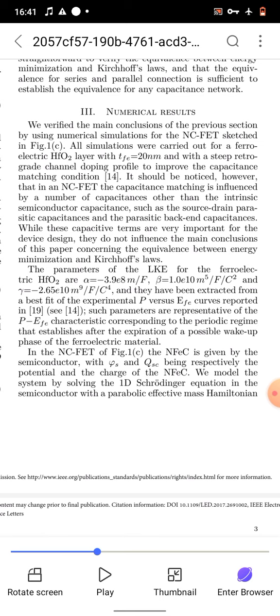that in an NCFET the capacitance matching is influenced by a number of capacitances other than the intrinsic semiconductor capacitance, such as the source-drain parasitic capacitance and the parasitic backend capacitance. While these capacitive terms are very important for the device design, they do not influence the main conclusions of this paper concerning the equivalence between energy minimization and Kirchhoff law.